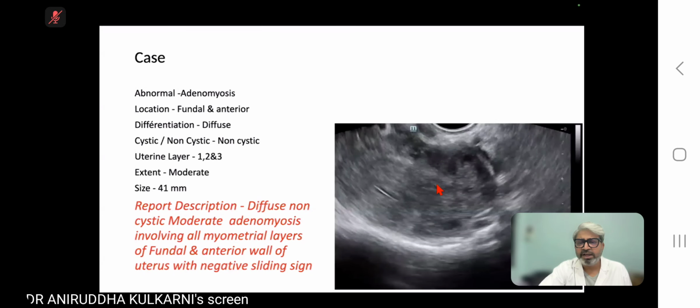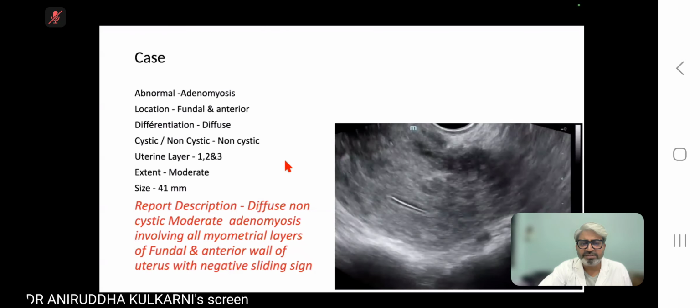Now here, can you see these hypoechoic infiltrates in the subserosal surface, which is nothing but more than 5 millimeter infiltrates below the serosal surface. So the typical report description in this individual was diffuse non-cystic moderate adenomyosis involving all myometrial areas. Here you can see in the fundal and the anterior wall, all layers are involved, with negative sliding sign, and predominantly it's a non-cystic variation.